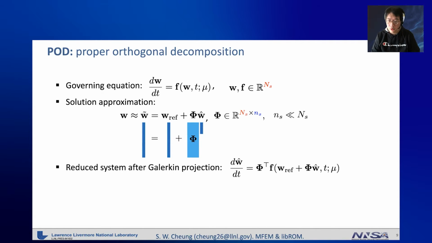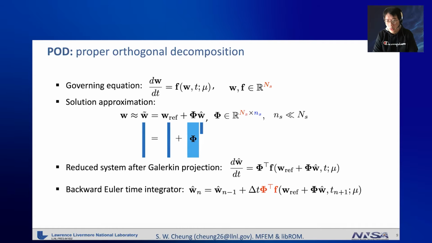We use a Galerkin projection onto the column space of this basis to obtain a small dynamical system. Then we can do our favorite temporal discretization, for example, by the simplest backward Euler method.